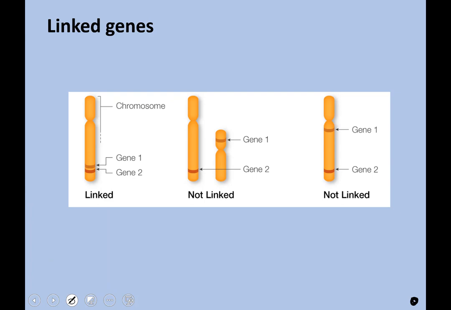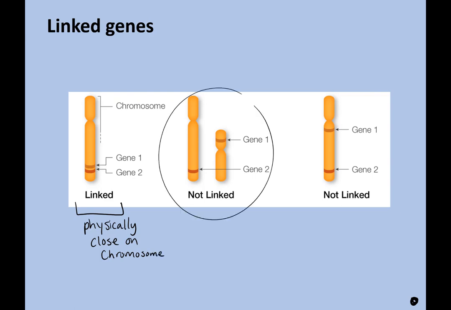So, linked genes means genes that are physically close on the chromosome. We have been looking at independent assortment and genes on different chromosomes. You can also get independent assortment with genes on the same chromosome as long as they're not linked, so as long as they're far enough apart for crossing over to happen at the expected frequency.